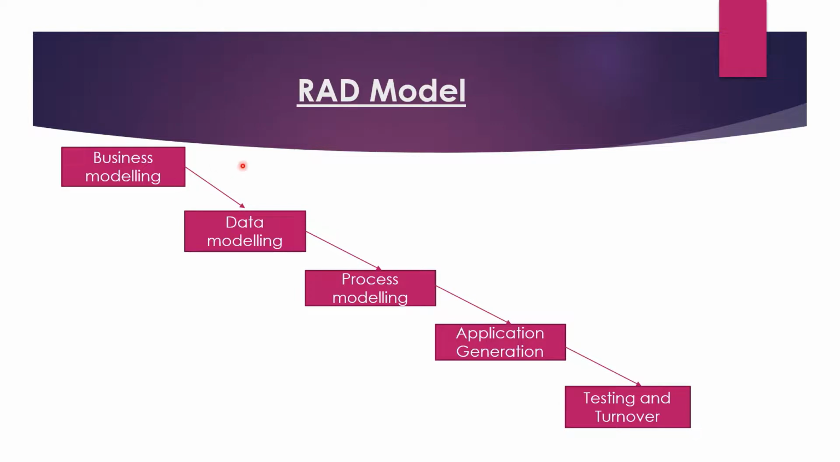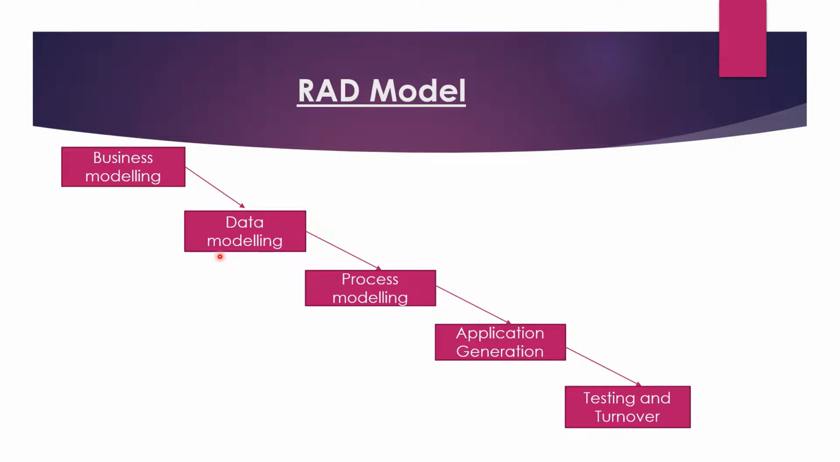It consists of the following five phases: business modeling, data modeling, process modeling, application generation, testing and turnover. This is basically the diagrammatic representation of the RAD model. Business modeling means that the information flow within the business function is modeled in a way that answers the following questions: what information drives the business process, what information is generated as per the business requirements, who generates it, where does the information go, and who processes it.